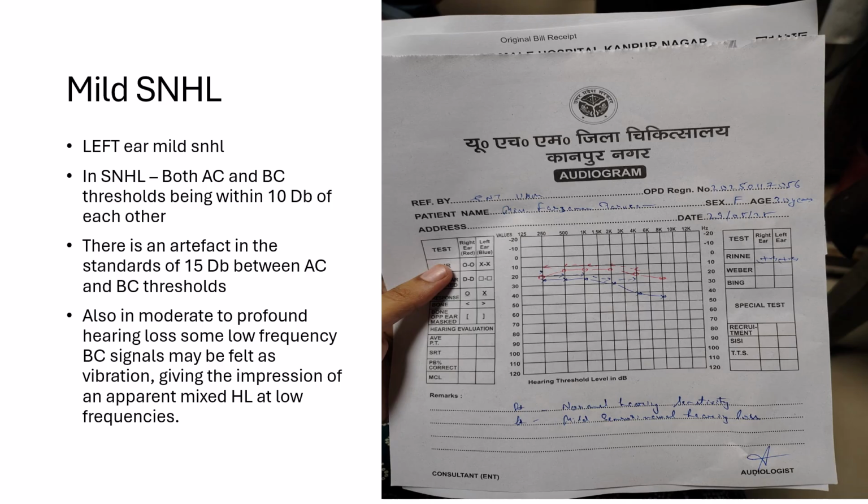If the BC threshold appears better than the air conduction by about 15 decibels, it's often an artifact. You have to remember this, especially in low frequency profound losses, where bone conduction vibrations may be felt but not heard.